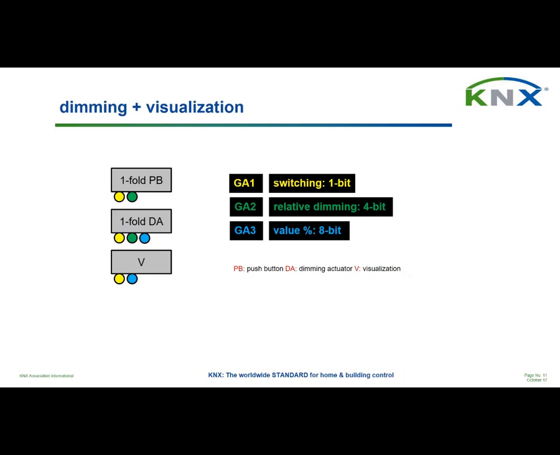So first direction from the dimming actuator to the visualization system, so that the visualization system knows, okay, this lamp is at 60, at 70, or whatever percentage, or the other way around, where we just set this lamp into a specific value, a command sent from the visualization system to the dimming actuator.